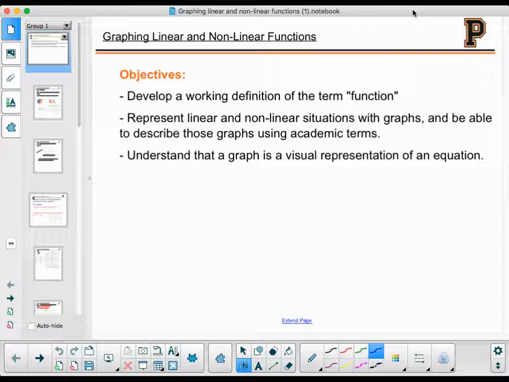But I do think that this is an important lesson because it helps you guys to understand that a graph of a function is not specifically just a line, right? That it's representing a collection of solutions, which we'll talk about a little bit later here. Represent both linear and nonlinear contexts and be able to describe those graphs using academic terms, and then understand that a graph is just a physical or visual representation of an equation.